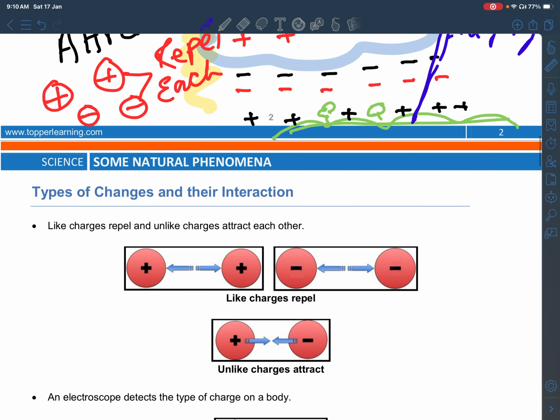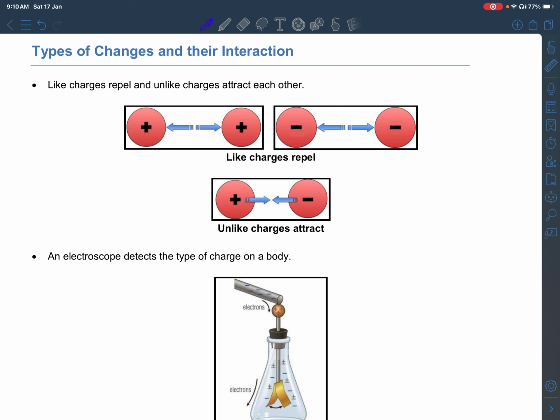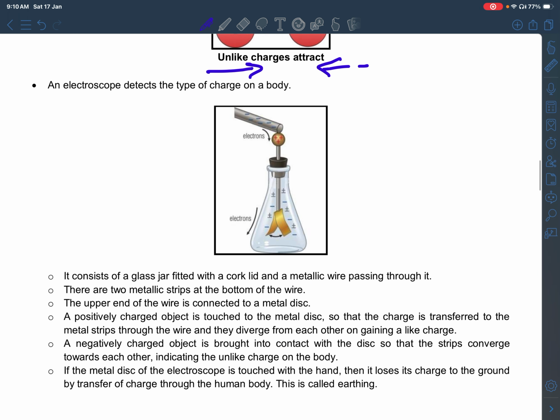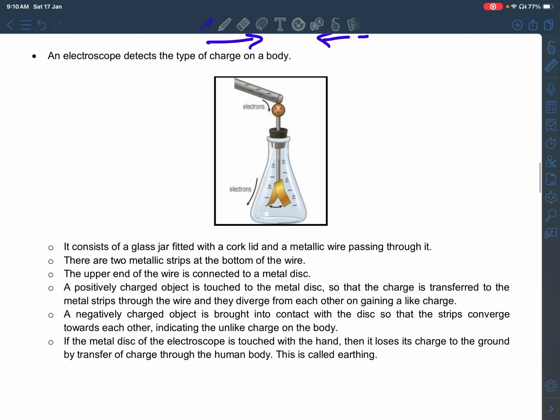Now let's move to the types of charges and their interaction. As we know, like charges, positive and positive, negative and negative, always repel each other, whereas unlike charges, like positive and negative, attract each other. So we have an instrument which is used to detect the charge, whether the body is charged or uncharged.